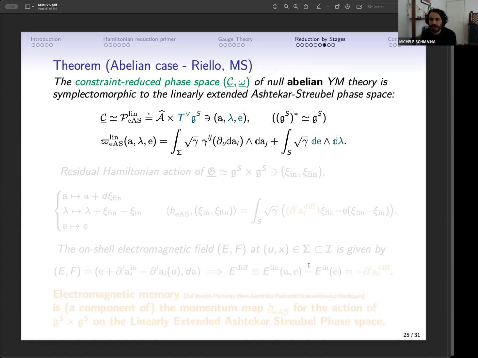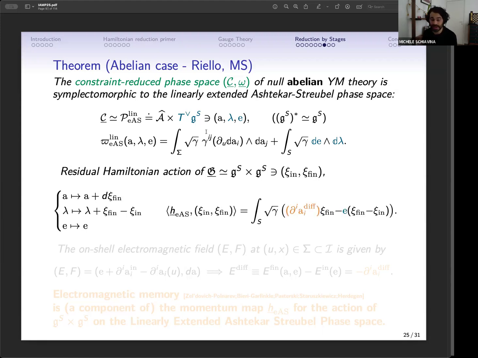Well, what we managed to show with Aldo is that, in fact, the first stage of the reduction by stages that one should do to describe this reduced phase space is nothing but this extended Ashtekar-Streubel phase space. Okay, so it kind of makes sense, right? It's a bit larger than the Ashtekar-Streubel phase space. And this is what you get naturally from symplectic reduction of a piece of the gauge group, a subgroup of the gauge group.